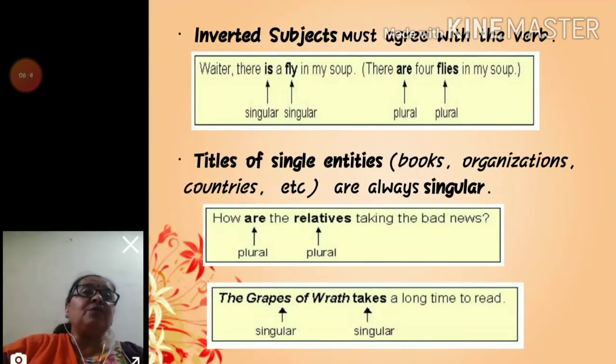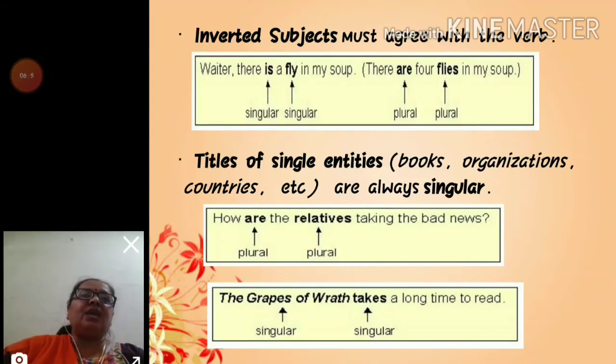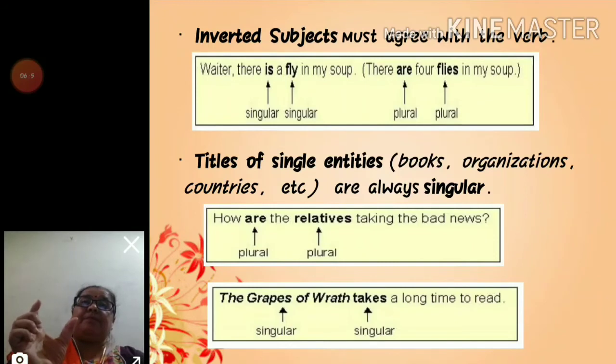But if it's the name of books, organizations and countries, it will always be singular. Like the Grapes of Wrath takes a long time to read. The Grapes of Wrath is a book's name. So that is why it is taking a singular verb.